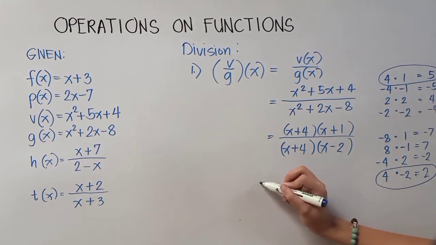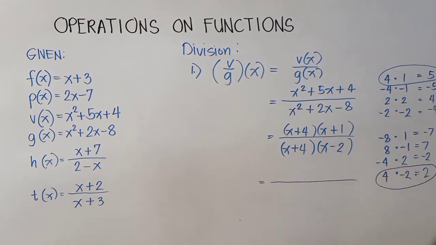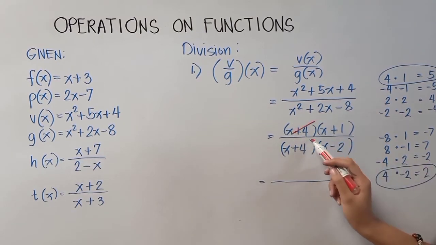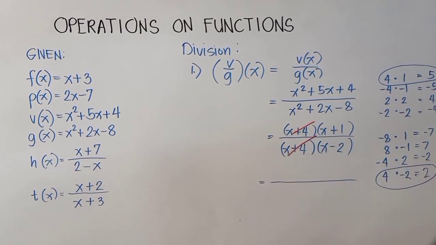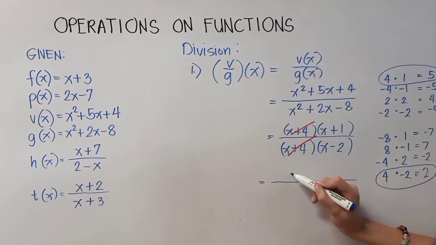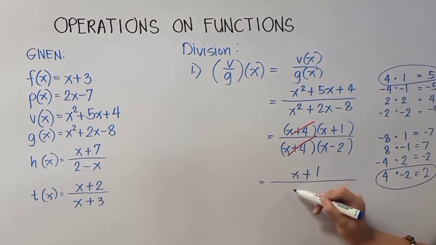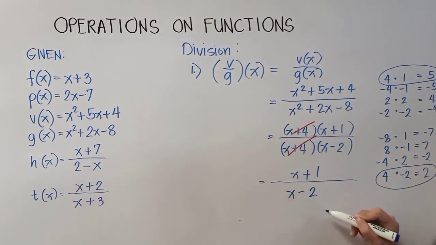As you can see here, we have a common factor. And we can cancel them both because they are just equal to 1. So our final answer is x plus 1 all over x minus 2.